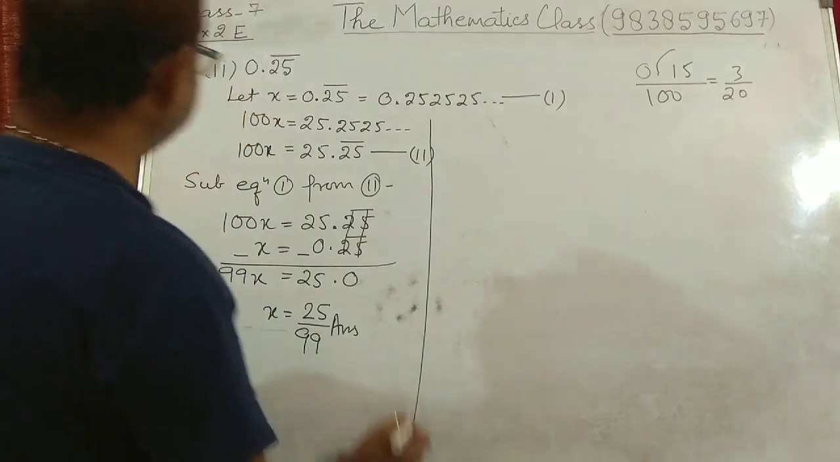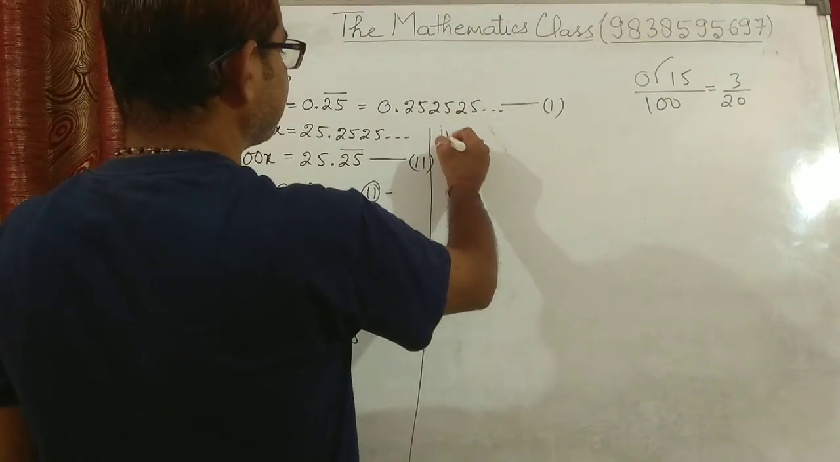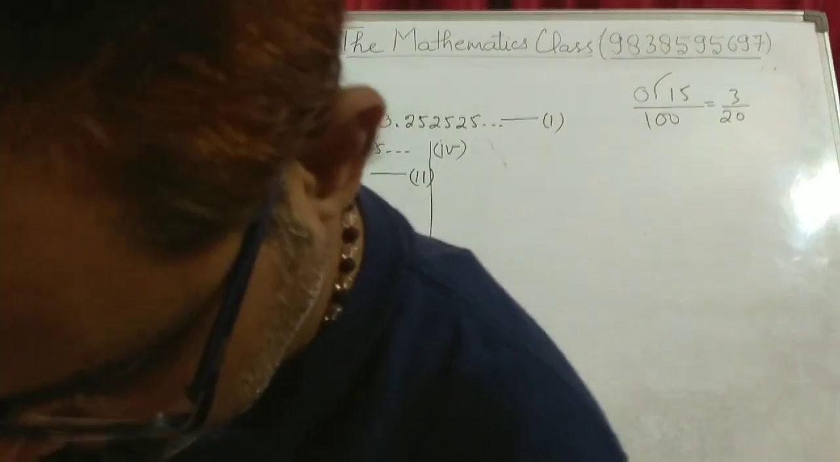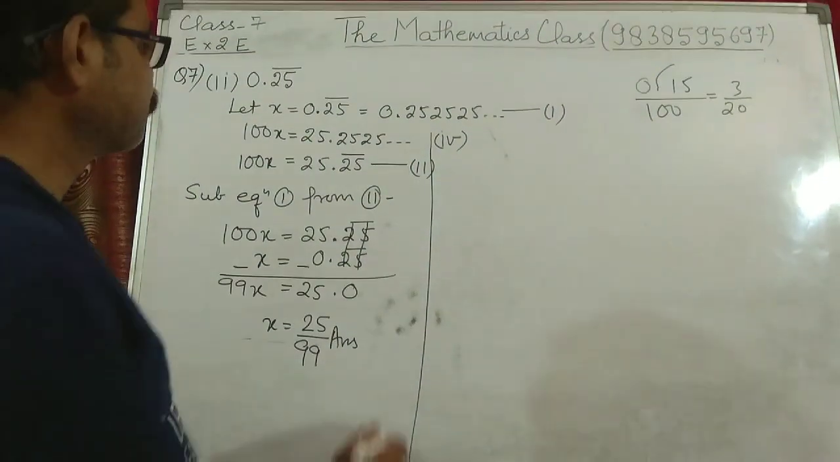Let us take the fourth part. Next I am taking the fourth part. I am doing it in multiples of 2. So the fourth part is 5.2 bar.